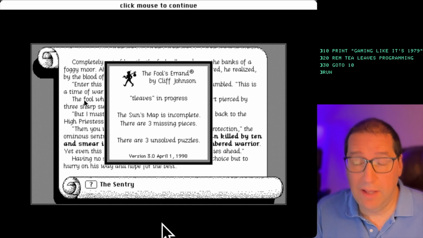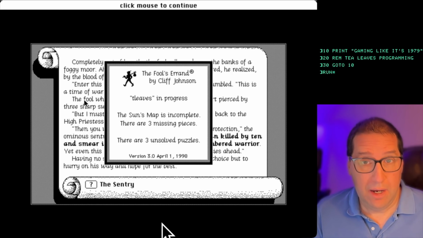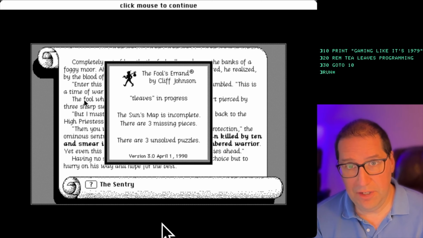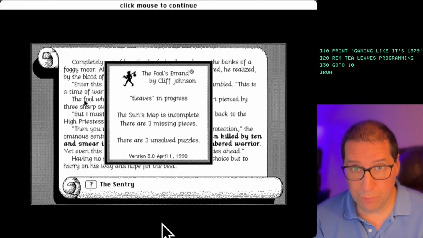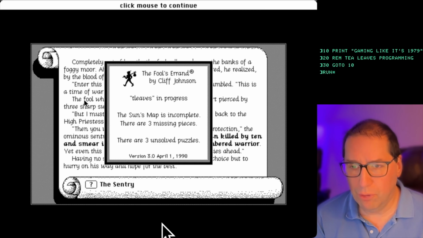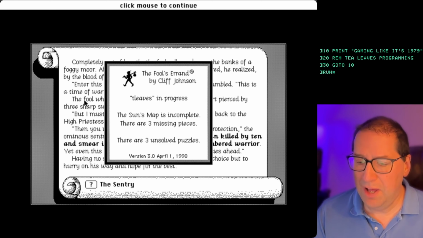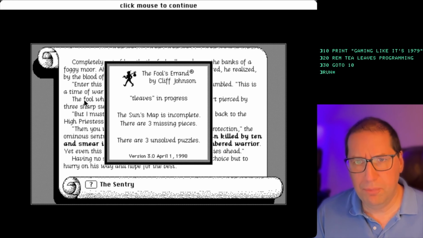Today we're gaming like it's 1979. This is going to be, I believe, the second to last episode of our Let's Play of the classic 1987 Mac puzzle game, The Fool's Errand. Before we get started, I have a little bit of errata to share with you. Some of it goes back to things that I said earlier and got wrong.